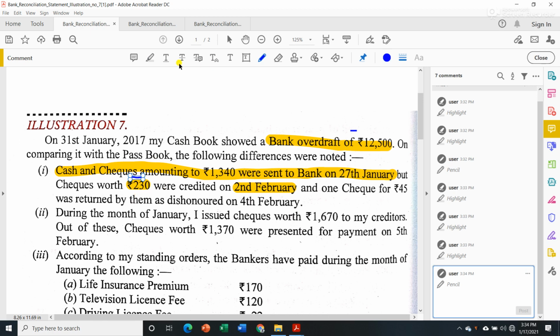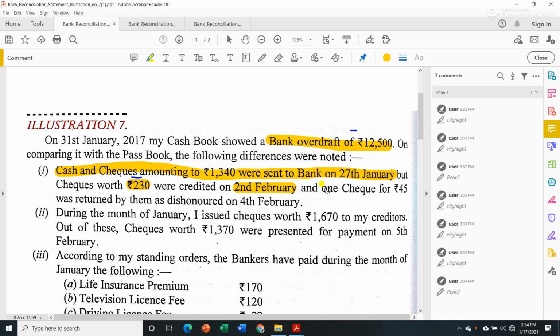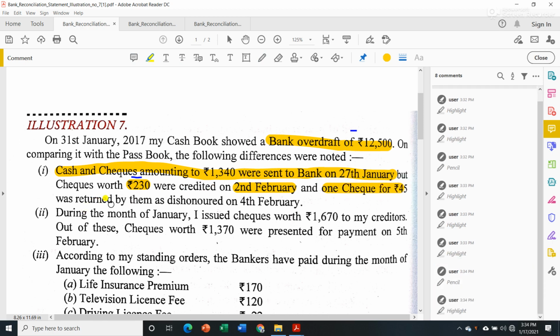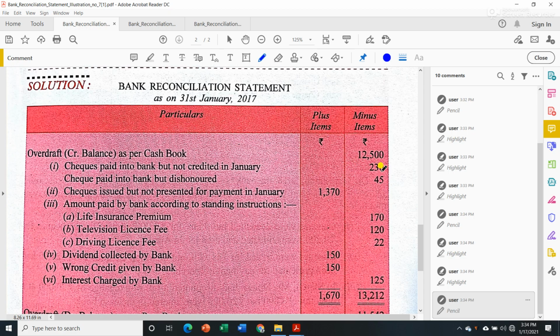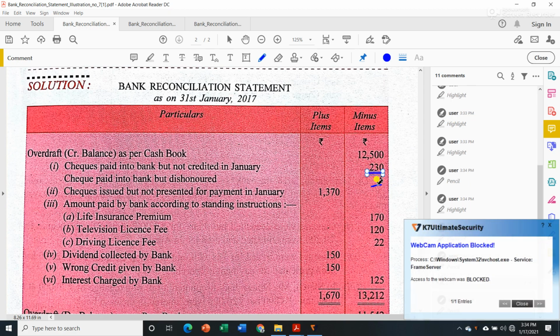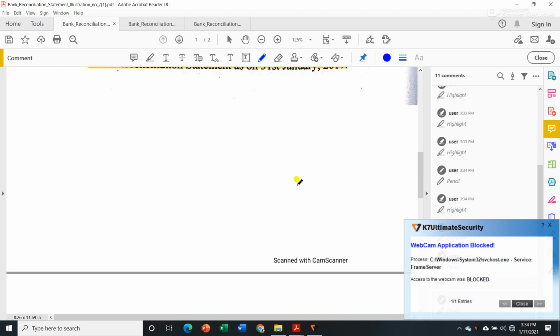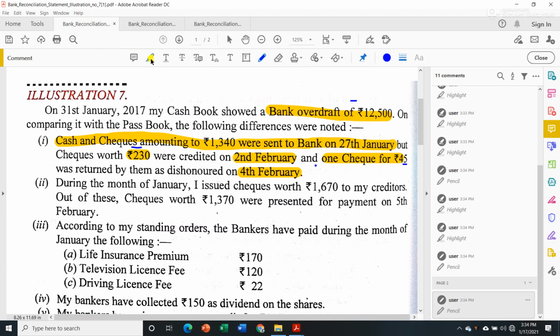Now again the last part of this transaction is, and one check for 45 was returned by them as dishonored on 4th February. That means another check of rupees 45 was not received in our bank account, because it was dishonored on 4th February. That means again our cash book is showing 45 more than our passbook. So again this 45 will be deducted from our cash book. Now see in here, 230 and 45 will be written in the minus item. Then next let us see the next transaction.